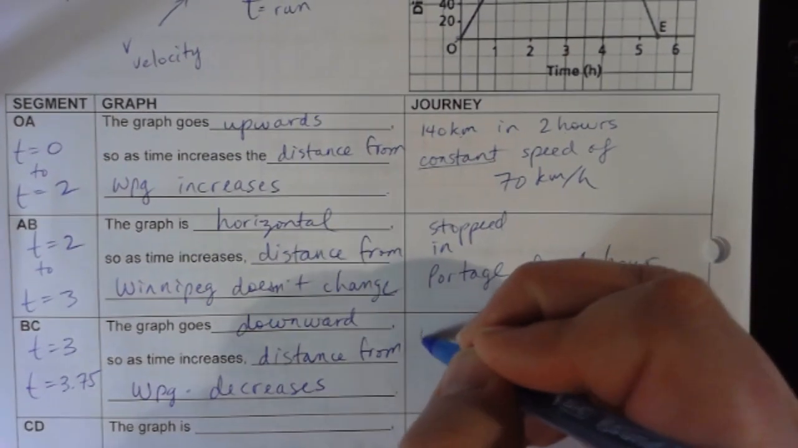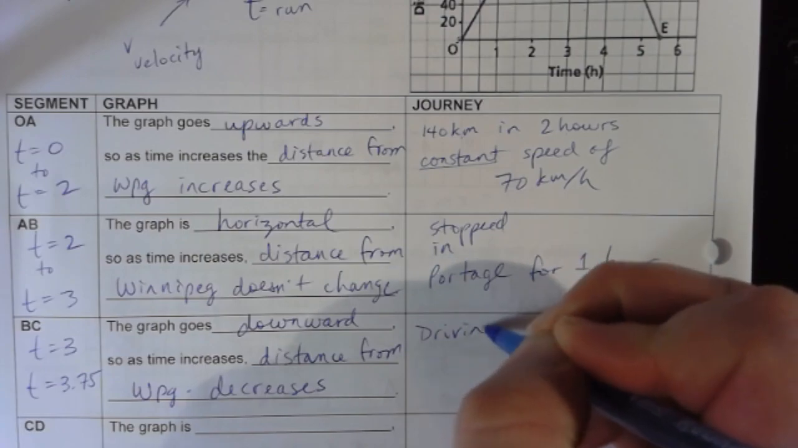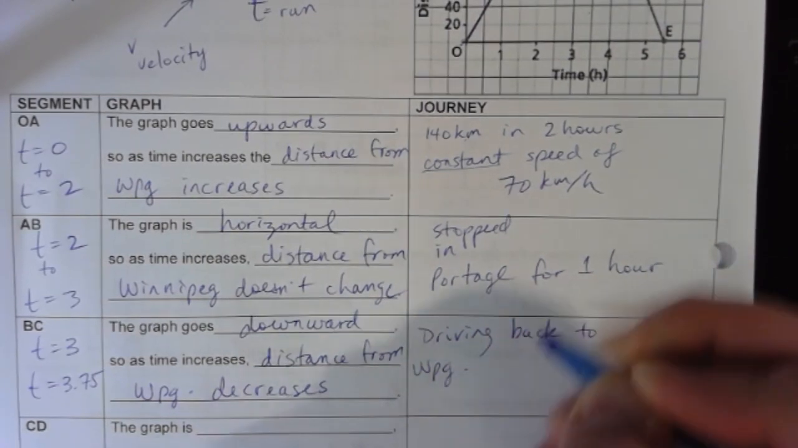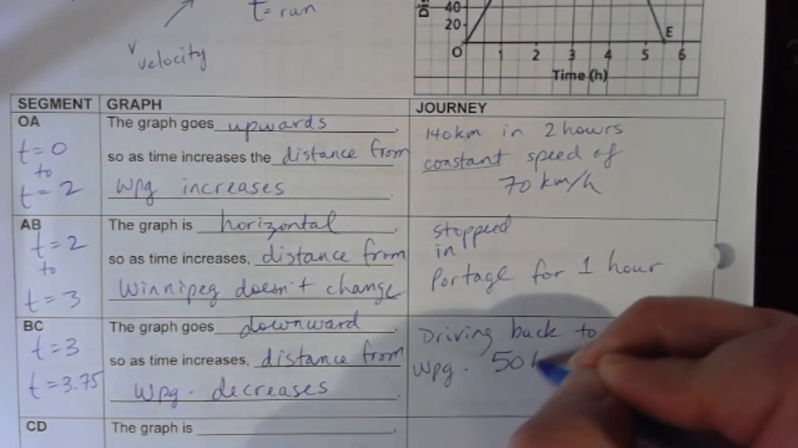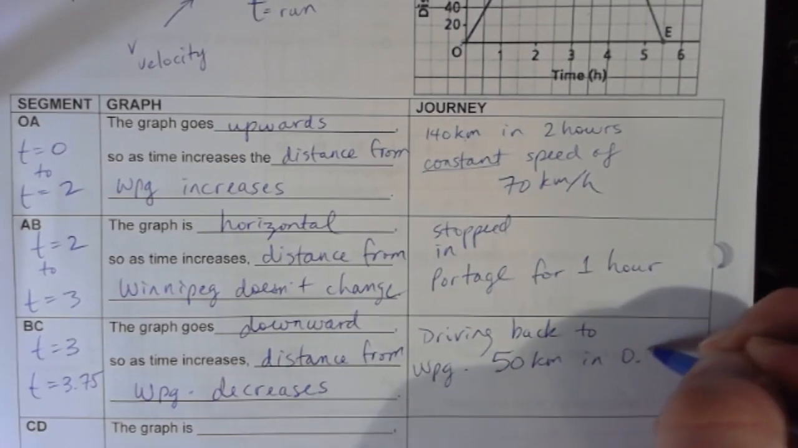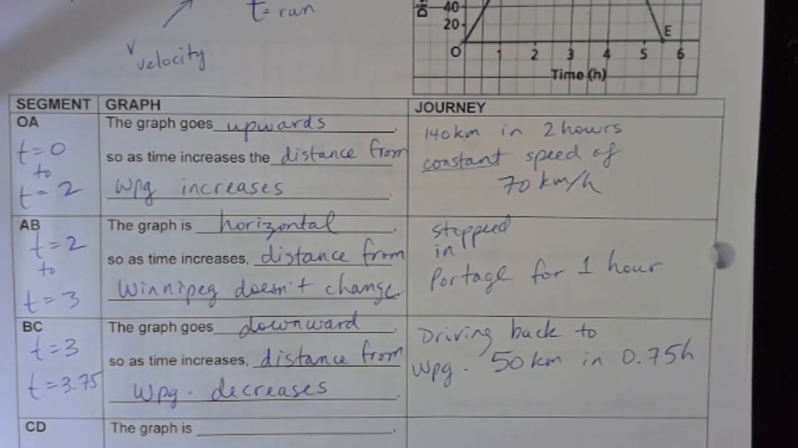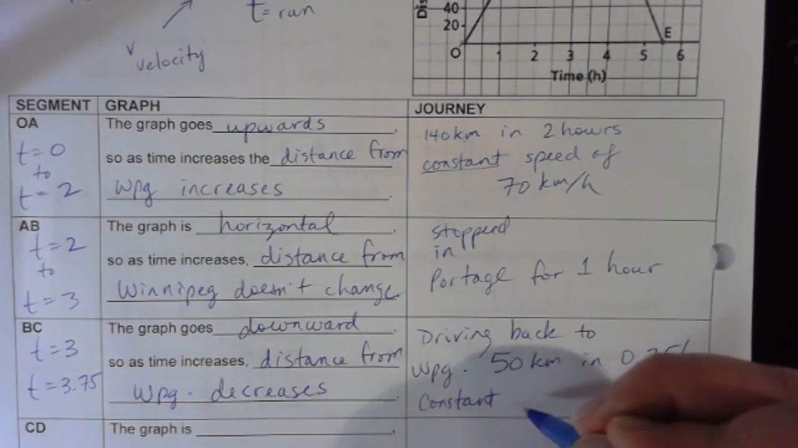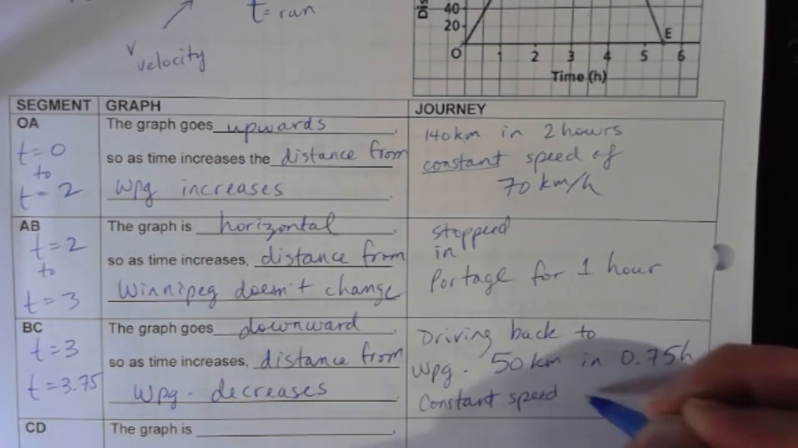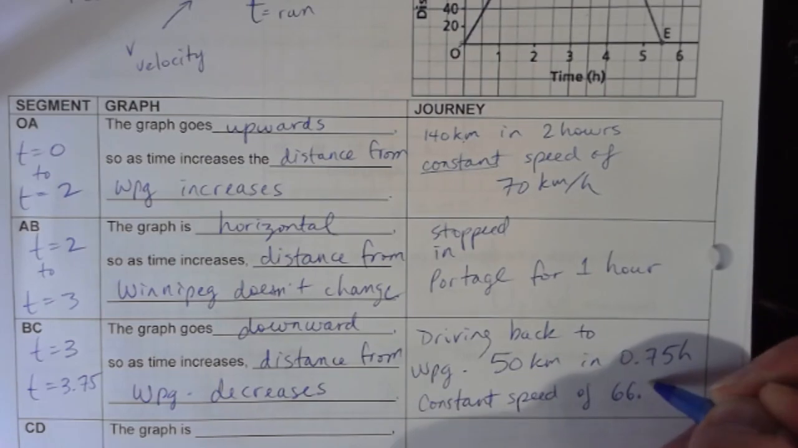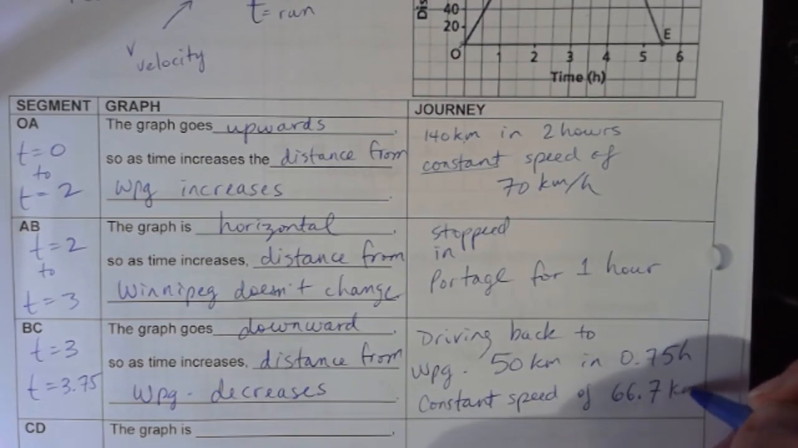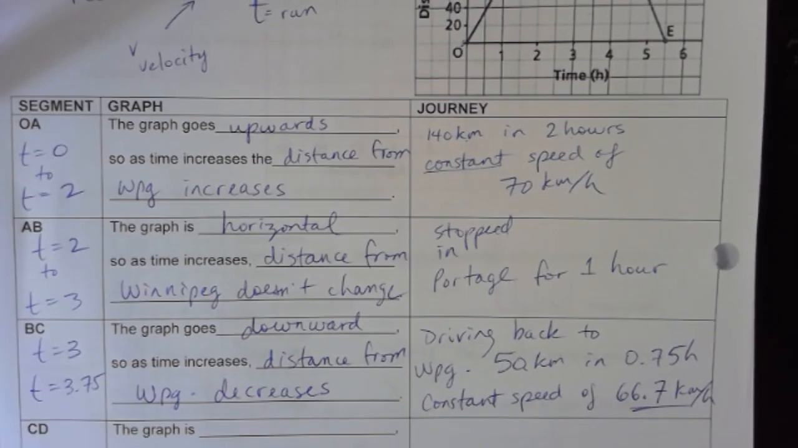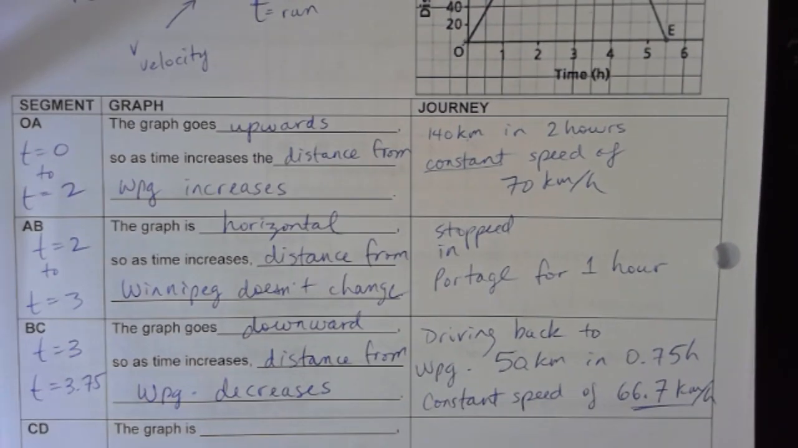And this would obviously be where we are driving back to Winnipeg. And we go 50 kilometers in 0.75 hours. And if you do the math on that, you get a constant speed. Again, it's a straight line. That's how I know it's constant. And you get a constant speed of 66.7 kilometers per hour, rounded to 1 decimal. If you're wondering how I got this number, I went 50 divided by 3/4, which is 66.6 repeating.